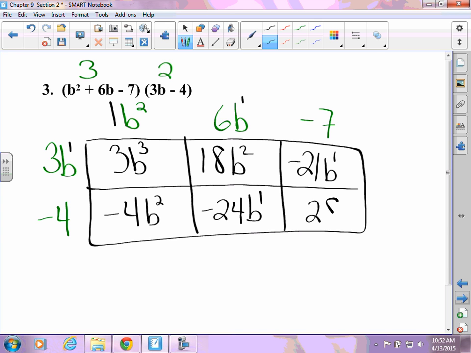Okay, now, are there any other b cubed terms? I got 3b cubed right here in the upper left-hand corner, yes? Are there any other b cubed terms? There is not, so he's fine. Are there a couple of b squared terms? Yes. So I'm going to add them. 18 plus a negative 4 gives me 14, and it would be b squared.